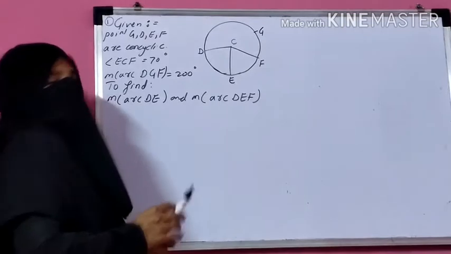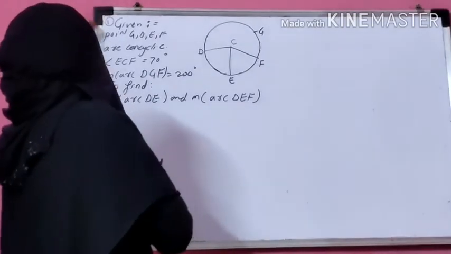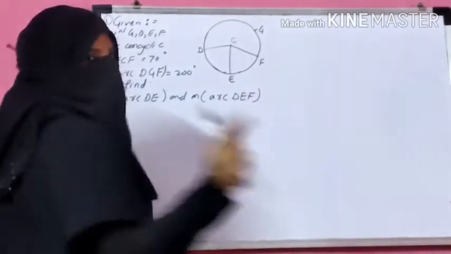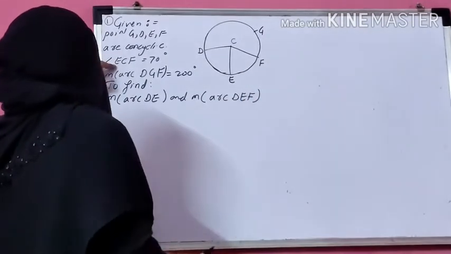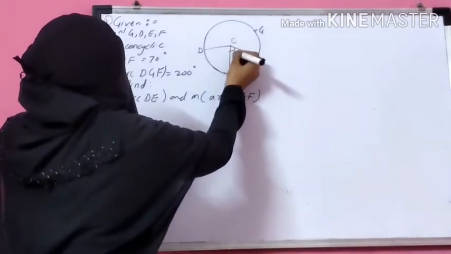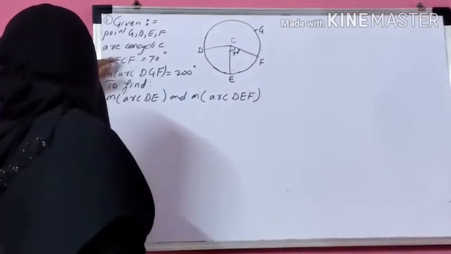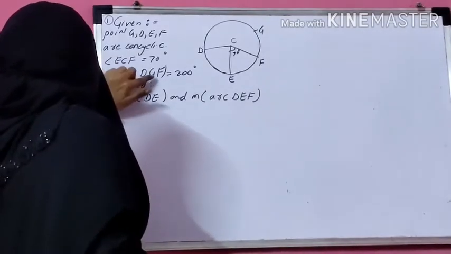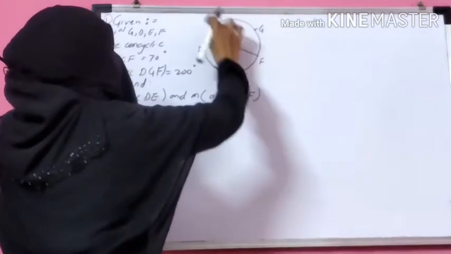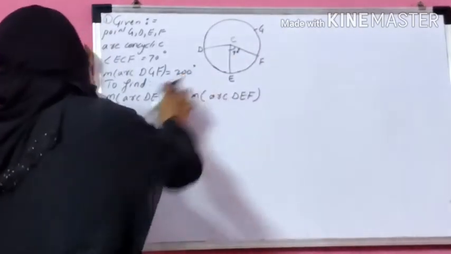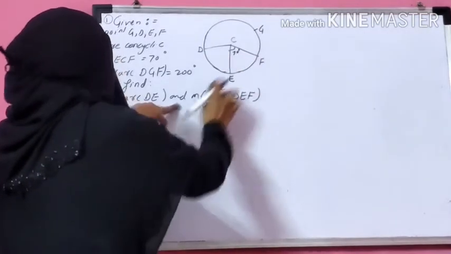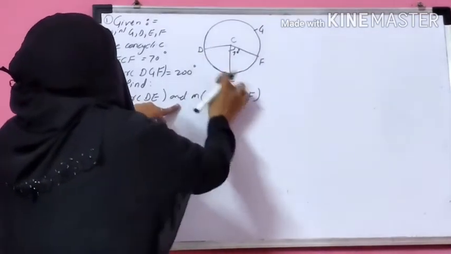Practice set 3.3, question number 1. Given here, points G, D, E, F are concyclic, and angle ECF, that means this angle, is 70 degrees. Angle ECF is 70 degrees, and the measure of arc DGF, that means the measure of this arc, is 200 degrees. Then you have to find the measure of arc DE, that means this, and the measure of arc DEF.